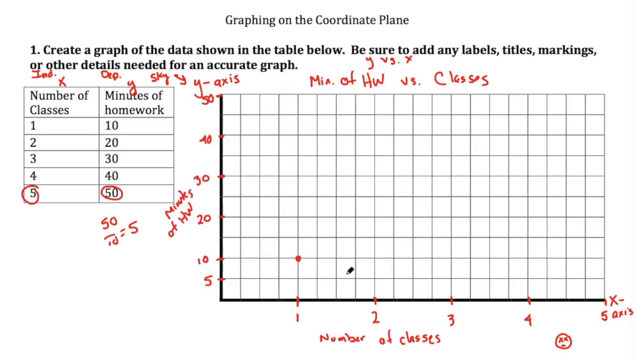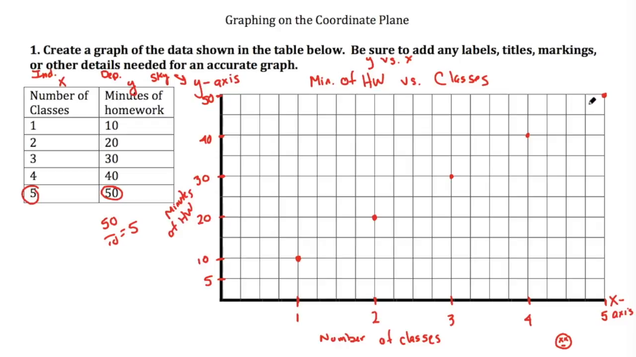We'll continue 2 on the x with 20 on the y. So 20 and 2, 3 and 30. 30 on the y, 3 on the x. 4 on the x and 40 on the y. 5 on the x, 50 on the y. We'll talk later about connecting the points, but right now nothing has told us that we need to connect the points. So we just have points graphed on this graph space, and that's all we're going to leave for this graph.